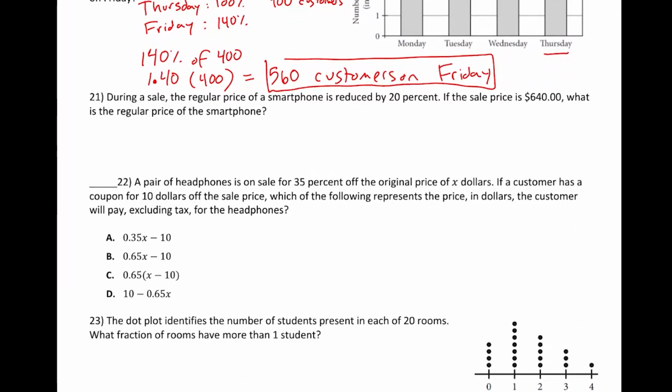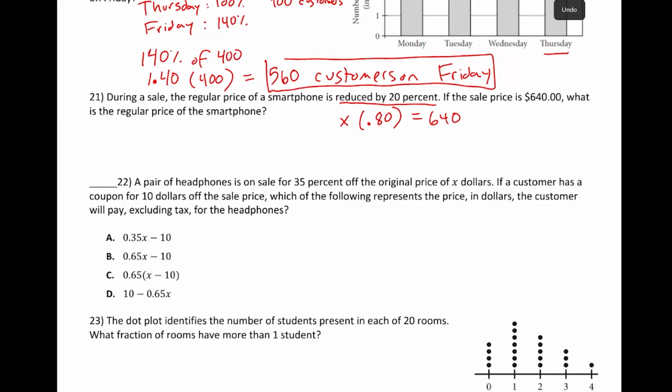Number 21 says during a sale, the regular price of a smartphone is reduced by 20%. If the sale price is $640, what is the regular price of the smartphone? Okay, so we're looking for a smartphone to be reduced by 20% and the sale price is $640. So some number times, so we'll say this is the original price, okay, and we'll call it X. That's what we're looking for. And we want to be careful here because it's reduced by 20%. So we're really going to be multiplying this by 80% to get the sale price, which is $640.